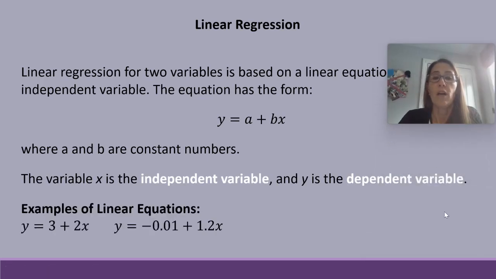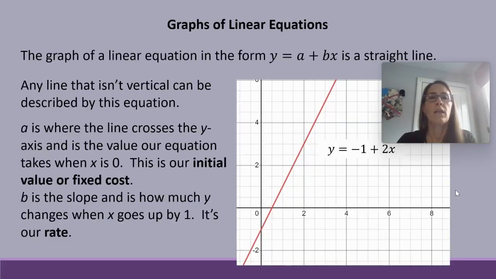And here are two examples of linear equations: y equals 3 plus 2x, or y equals negative 0.01 plus 1.2x. The graph of a linear equation in the form y equals a plus bx is a straight line. And any line that isn't vertical can be described by this equation. So a is where the line crosses the y-axis and is the value our equation takes on when x is 0. This is our initial value, or sometimes we consider it like our fixed cost. b is our slope, and it's how much y changes when x goes up by 1. It's our rate, the rate that things change.